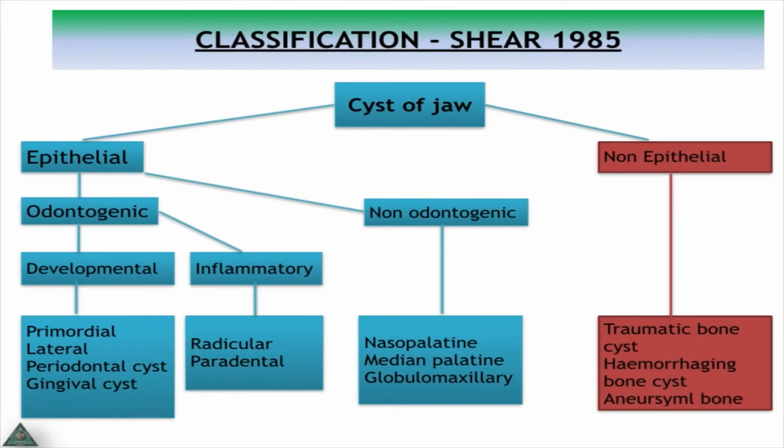Cysts of the jaw are further classified into epithelial and non-epithelial. Epithelial cysts are subdivided into odontogenic and non-odontogenic, and odontogenic is further classified into developmental and inflammatory. In developmental we have primordial cyst, dentigerous cyst, periodontal cyst and gingival cyst, and in inflammatory we have radicular and paradental cyst. Non-odontogenic, we have nasopalatine, median palatine, and globulomaxillary cyst. And non-epithelial cysts like traumatic bone cyst, hemorrhagic bone cyst, and aneurysmal bone cyst.